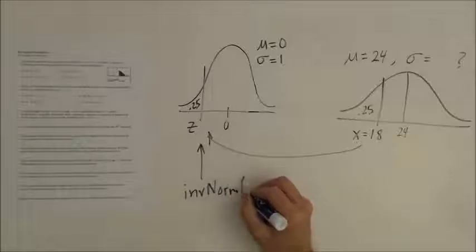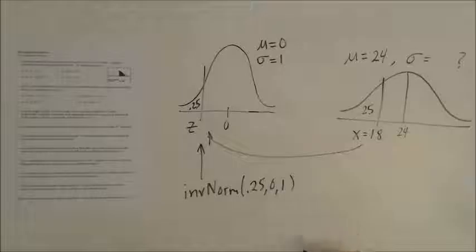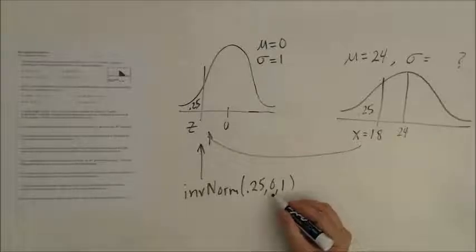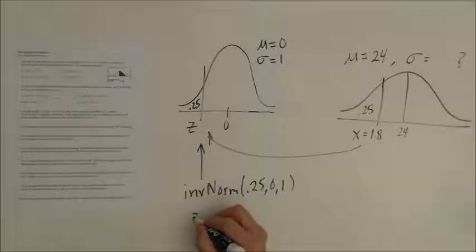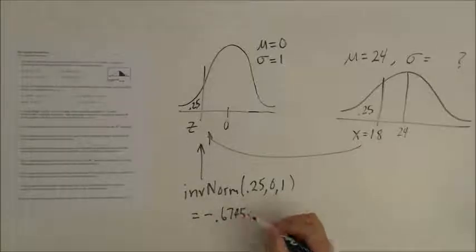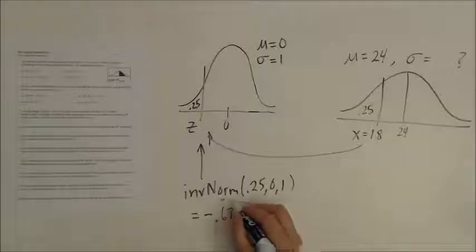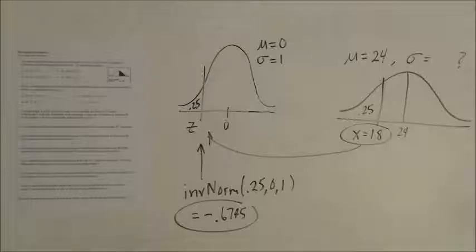The location cutting off the leftmost 25% of the standard normal distribution, where we know the mean is 0 and the standard deviation is 1, gives a resulting z-score of negative 0.6745. This is the value of z that corresponds to the similar corresponding value of x in our other distribution. Both locations represent the 25th percentile of their respective distribution.